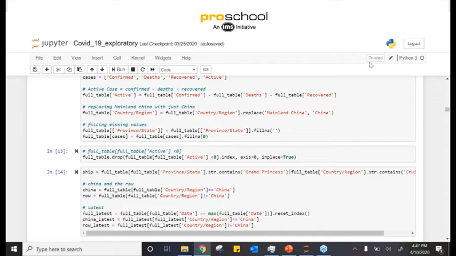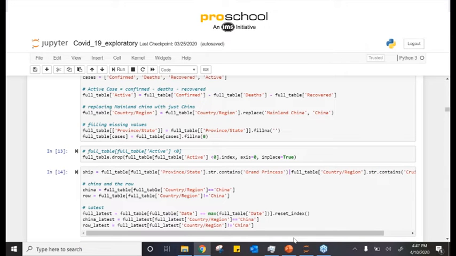Also, what I have done is, if the active cases are less than zero, I'm going to drop those cases, because I don't need them. It might happen because of data sanity issues. Sometimes the deaths and recoveries are more than the confirmed cases because the data is wrong, so the active case becomes less than zero. I don't want to incorporate all that data.